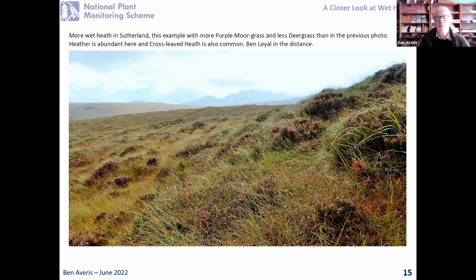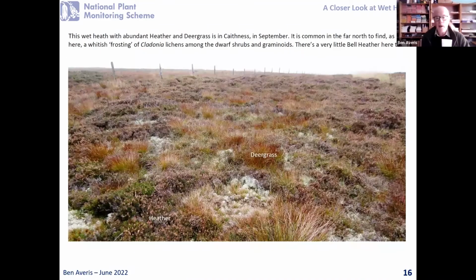Sutherland, the dramatic outline of the hill, Ben Loyal back over in the distance. It's quite a bit taller than some of the other ones we've just seen. The previous photo, vegetation wasn't as tall as this one. Okay, the next picture, again in the far north, this is in Caithness. Heather and deergrass, again, the most common species.